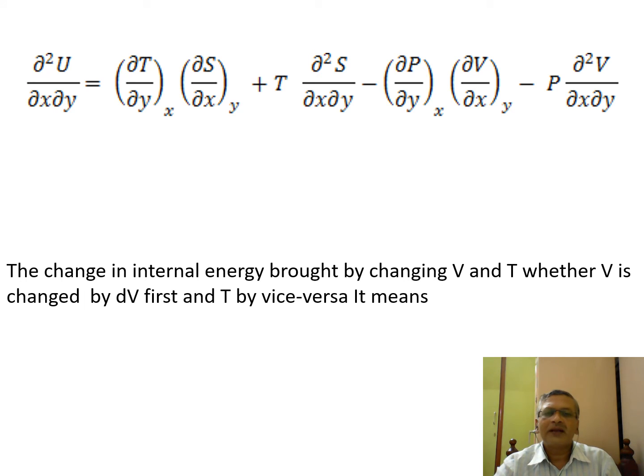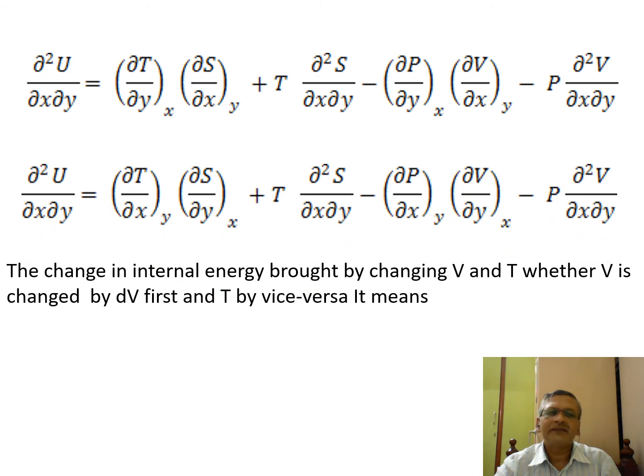Now we can write the second equation with differentiation with respect to x. We get ∂²u/∂x∂y = ∂t/∂x keeping y constant, ∂s/∂y keeping x constant, plus t into ∂²s/∂x∂y, minus ∂p/∂x keeping y constant into ∂v/∂y keeping x constant, minus p into ∂²v/∂x∂y.